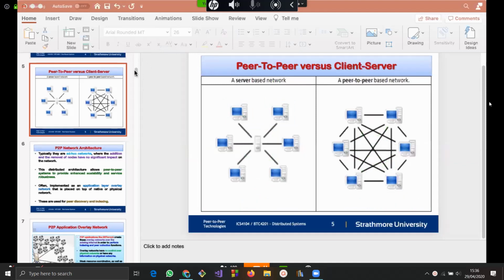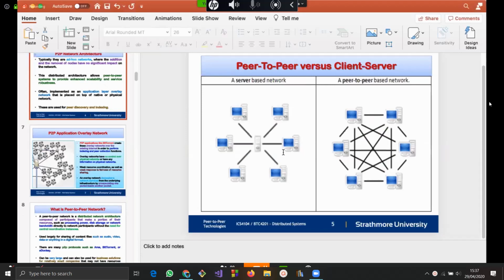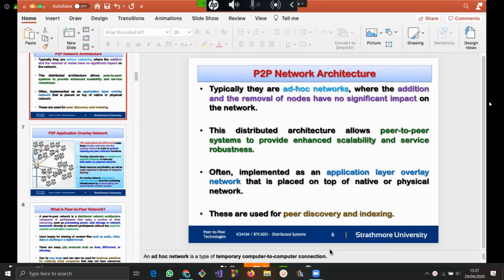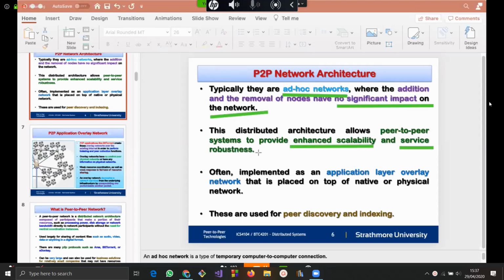Now, this calls for looking at the architecture. This P2P is usually ad hoc networks, where addition and removal of nodes has no significant impact on the network. So you can add, you can remove, and this is distributed, which means that it can provide enhanced scalability and service robustness. What do I mean by that?